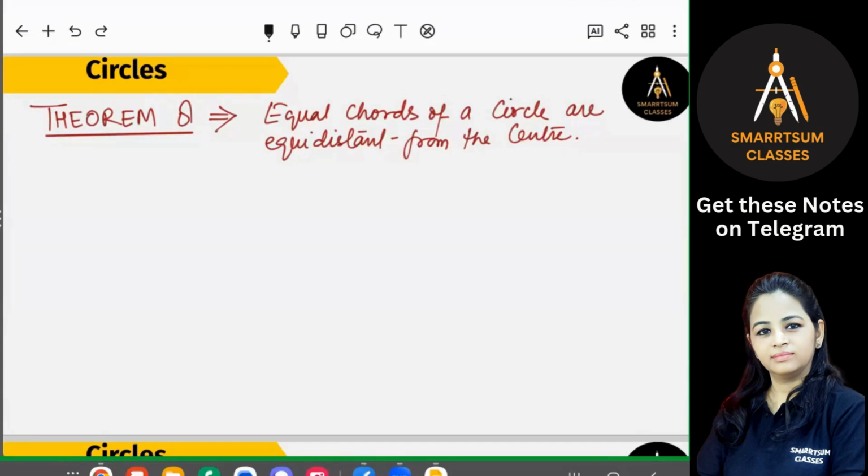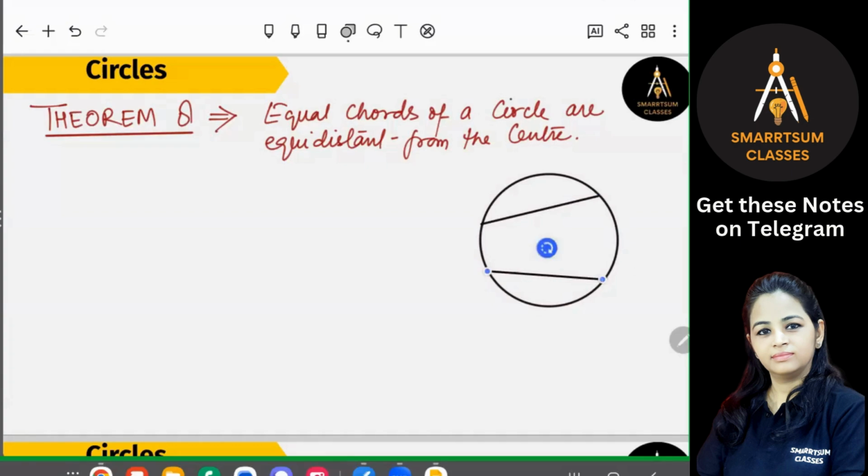That means if you have a circle, suppose there's a circle. Now in the circle, we have two chords which are equal in length. Equal chords means chords which are equal in length. Suppose there is one chord, this, and another is this. Suppose this is AB and this is CD. These are the two chords of the circle. The center of the circle is O. So the circle is C(O, r). And in the circle, we have two chords AB and CD, which are equal. It is already given that these are equal chords.